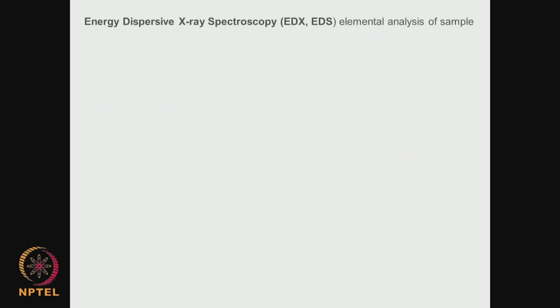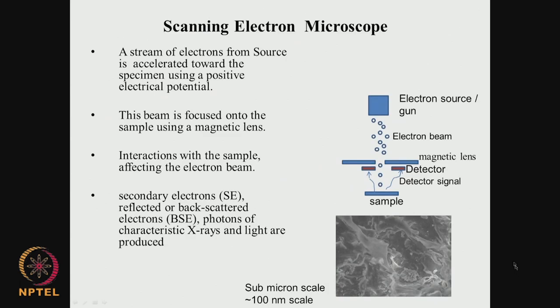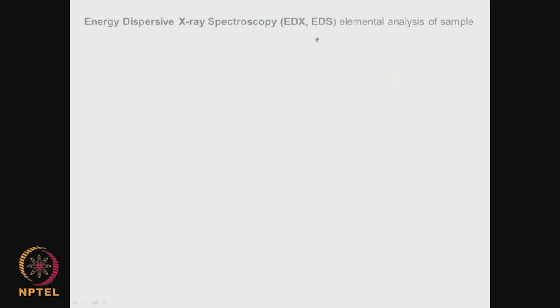Now, with scanning electron microscope, we can also do compositional analysis. That means I can look at the elemental composition on the surface using an attachment called EDX or EDS. That's called energy dispersive X-ray spectroscopy. So we can attach that.